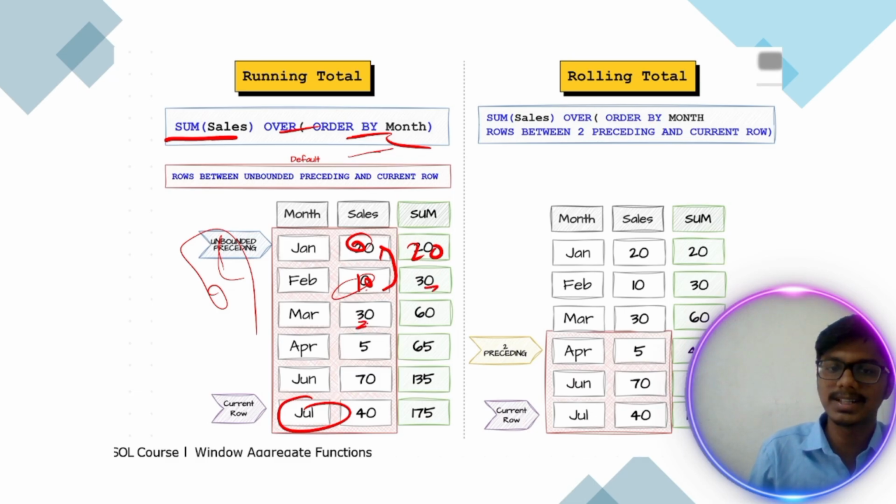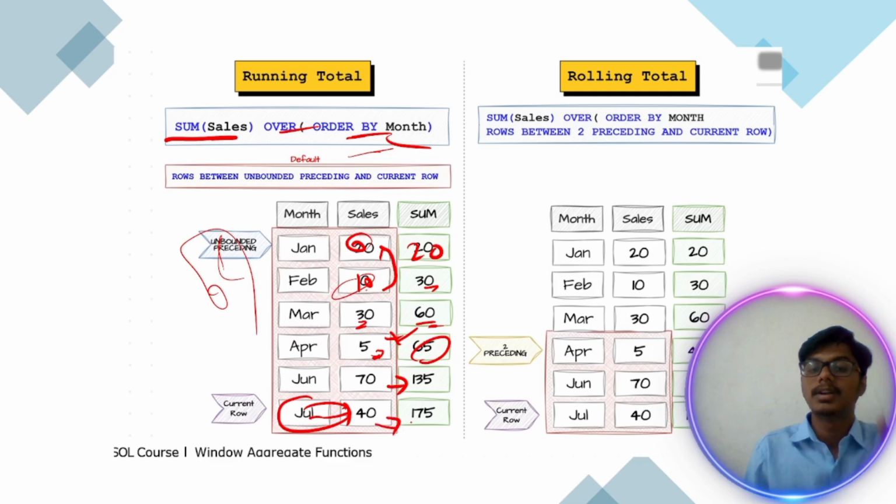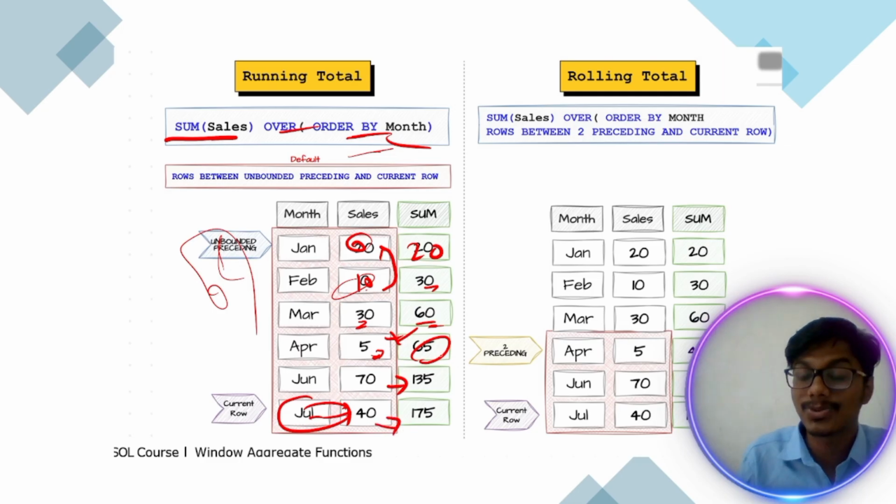So the March sales total is 30, and the sum of the previous rows is 30, so 60. The April sales are 5 and the sum of the previous rows is 60, so the output is 65. The current row is 70 and the sum of the previous rows is 65, so the output is 135. In July the sales are 40 and the sum of the previous rows is 135, so the output is 175.